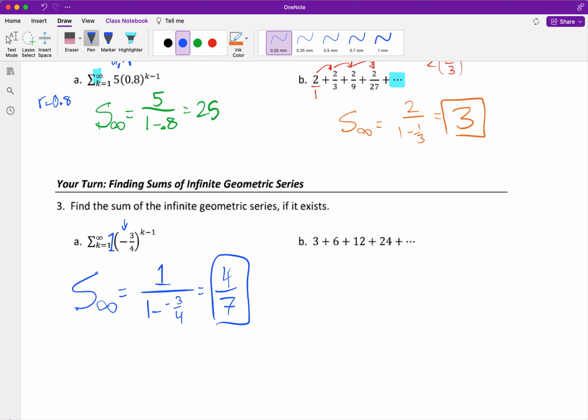All right, now technically we don't need a calculator to do this, right? We could figure this out by hand if we really wanted to, but do you really want to? Probably not. All right, we got another infinite one here because we got the dot, dot, dot.